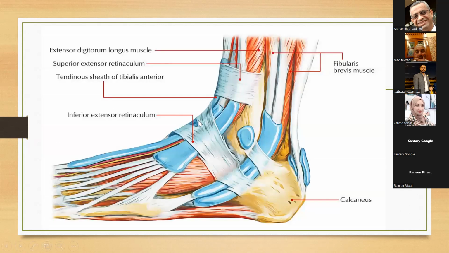Here, a picture showing us the extensor retinaculum. This is the extensor retinaculum, and these are the extensor digitorum longus and the extensor hallucis longus. And here is the peroneal retinaculum, superior and inferior peroneal retinaculi. And this is tibialis brevis muscle.